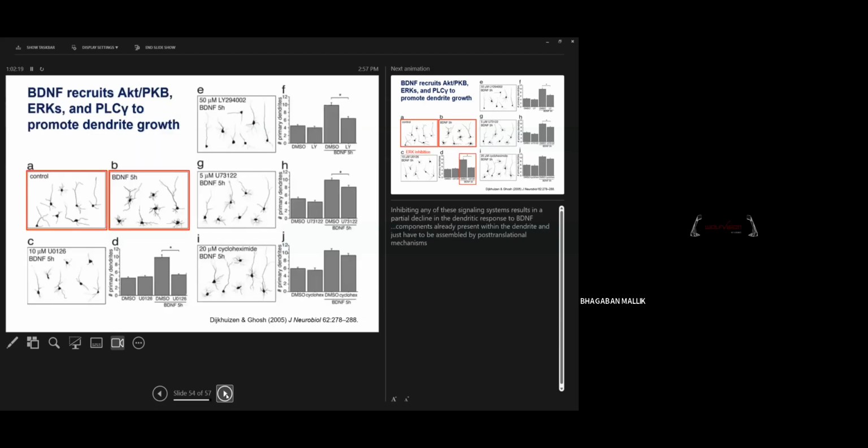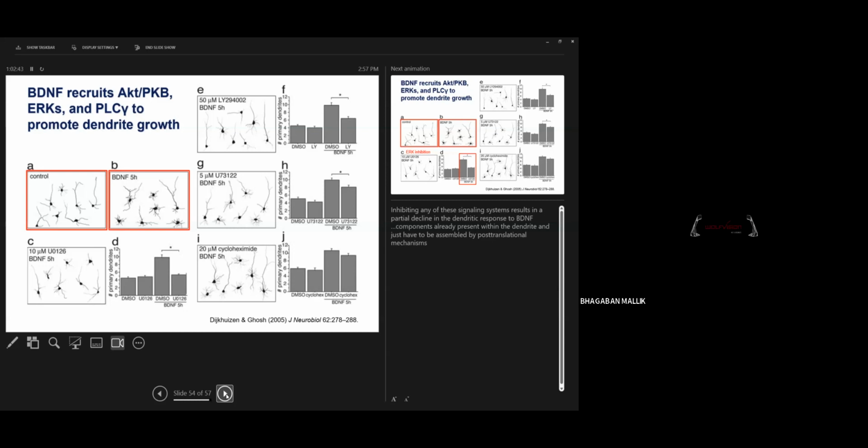So here, showing that BDNF basically recruits its effectors, like AKT, PKB, or ERK, or PLC gamma for the neuronal growth. So here the control, you have less neurites growth, but when they added BDNF after 5 hours, you can see that you have more neuronal growth. So you can see, after 5 hours.